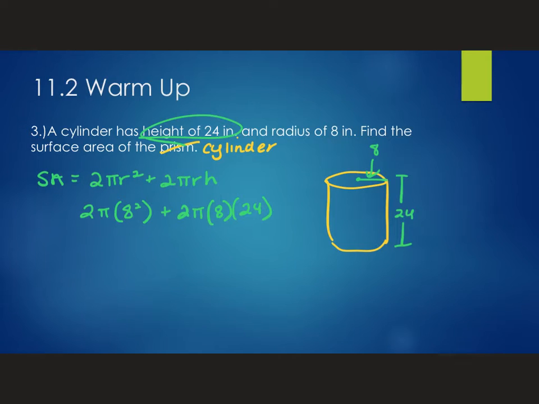All right, so we're here. What you want to do is bump the pi to the end of each of those little terms. So I'm going to do 2 times 64, which is what 8 squared is, times pi, plus 2 times 8 times 24 times pi at the end. Then multiply out the numbers for each one. So 2 times 64 is 128 pi. 2 times 8 times 24 is 16 times 24, which is 384.